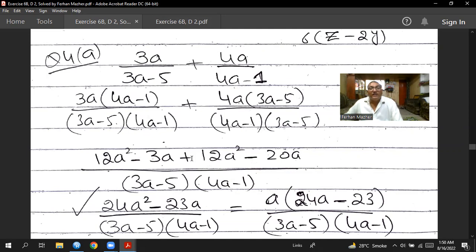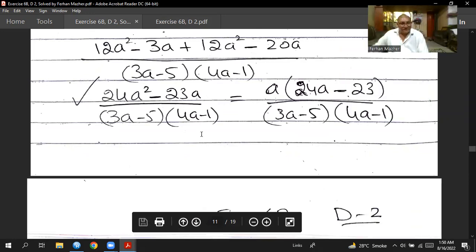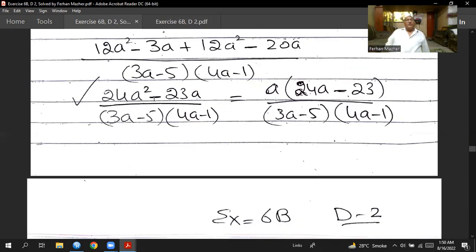So 12a square plus 12a square will be 24a square minus 23a, divided by 3a minus 5 in one bracket and 4a minus 1 in the other bracket. From the top, I can take a common, but it will do no good because nothing can be further cancelled. So even here, the answer is good, or you can write it like this.